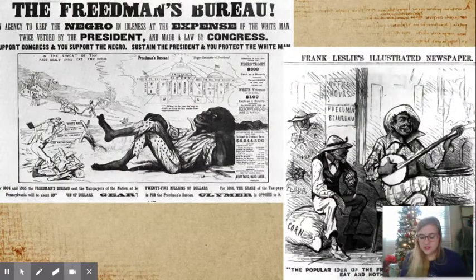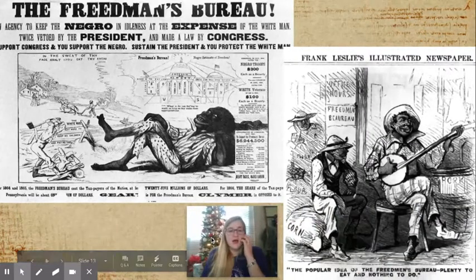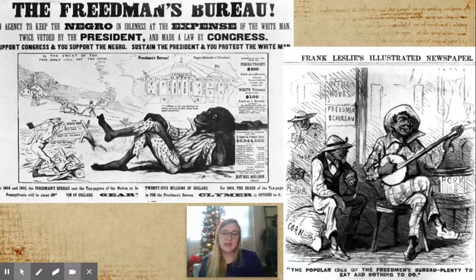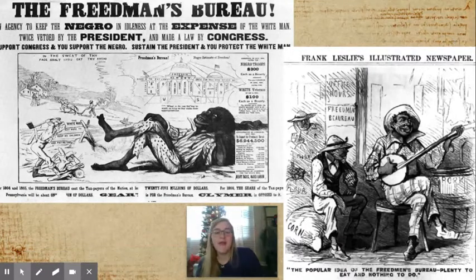The Freedmen's Bureau is depicted in a couple of really nasty ways in white Southern newspapers. And I've shown you some primary source examples of these, and they're just disgusting. The white Southerner view of the Freedmen's Bureau was that it was government money that these people were living off of. And so like this one over here, the popular idea of the Freedmen's Bureau, plenty to eat and nothing to do, that it was giving African Americans a free pass and all of those things. And of course, African Americans are depicted in such a disgusting and awful way.